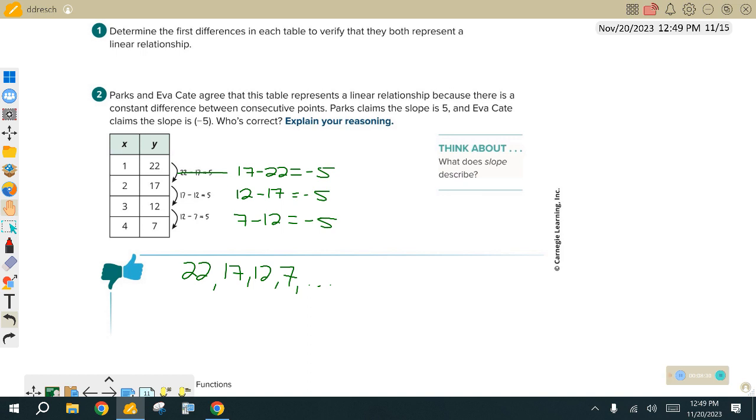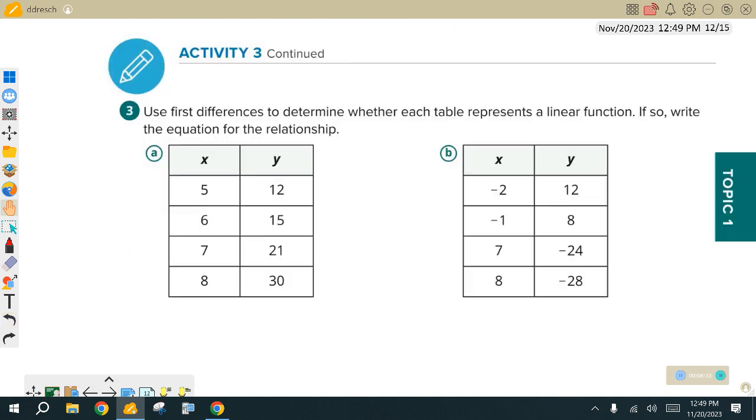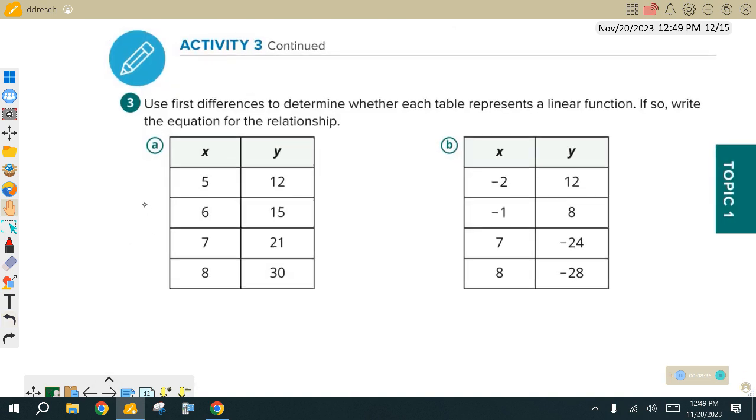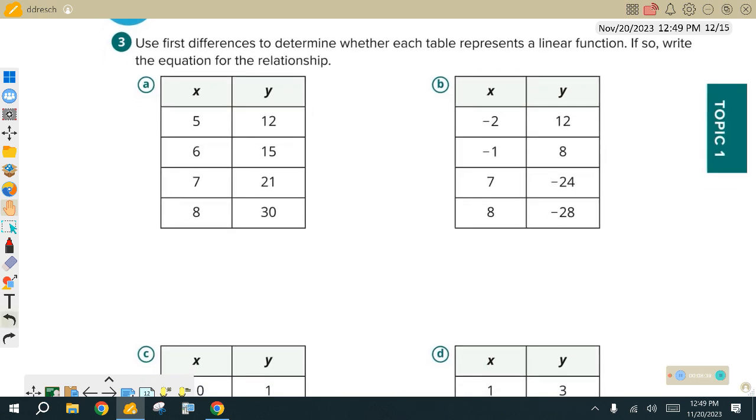All right, let's look at the next page, because on the next page we do have a few more tables. Let's look at that first table here. On this first table, what we have is our points. We have 5, 12, 6, 15, 7, 21, 8, 30. We need to see consistency happening on both the left and the right. Are you going consistently on both sides? From 5 to 6, 6 to 7, 7 to 8, are you increasing by that same amount?